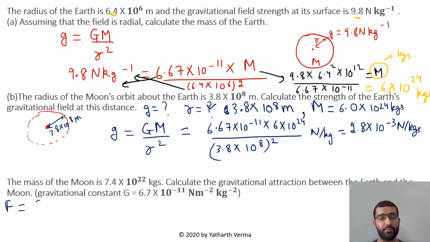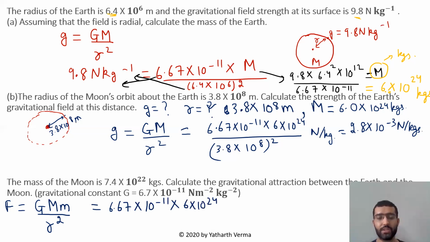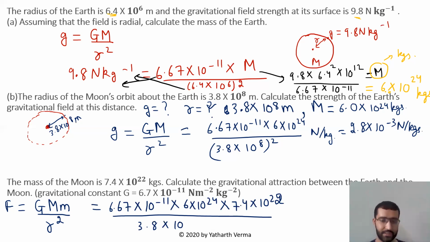F is equal to G M m, where small m represents the mass of the Moon, upon r squared, the distance between them squared. So 6.67 into 10 raised to minus 11 into the mass of the Earth, 6 into 10 raised to 24 kgs, into the mass of the Moon, sorry, 7.3 into 10 raised to 22, upon r squared. What is r? 3.8 into 10 raised to 8, square of that. And force will be in newtons here.